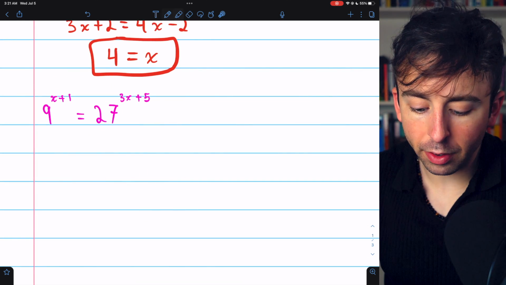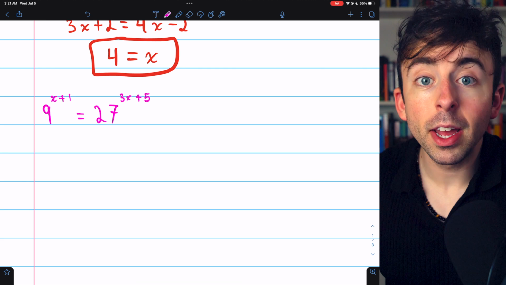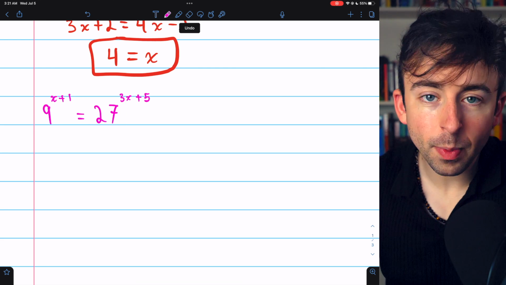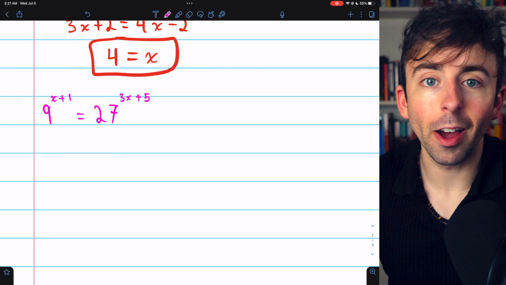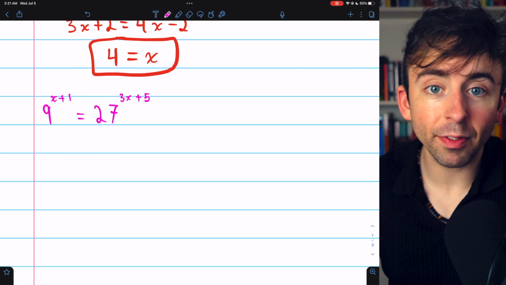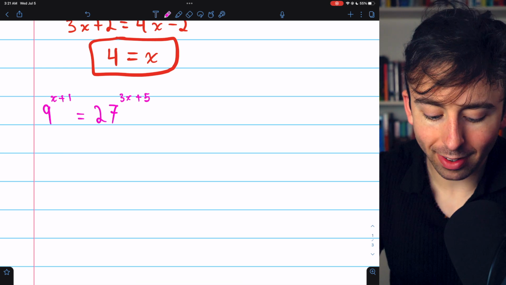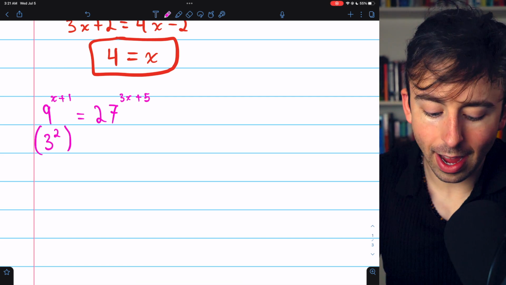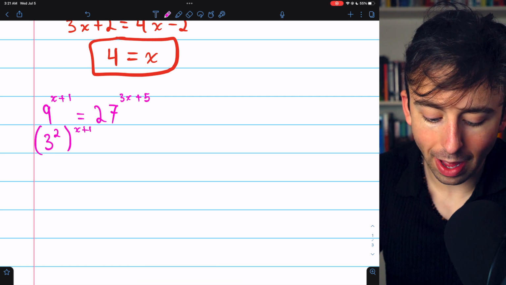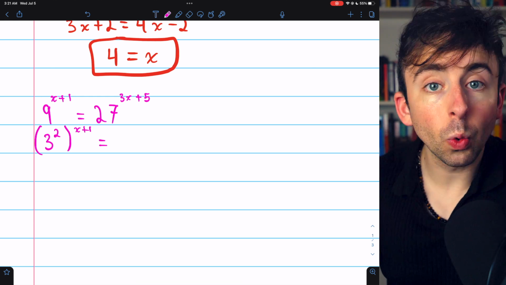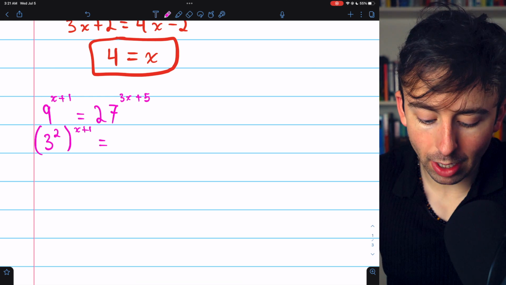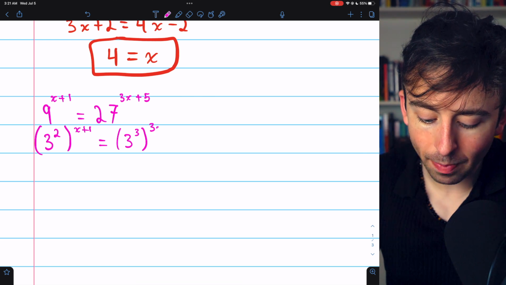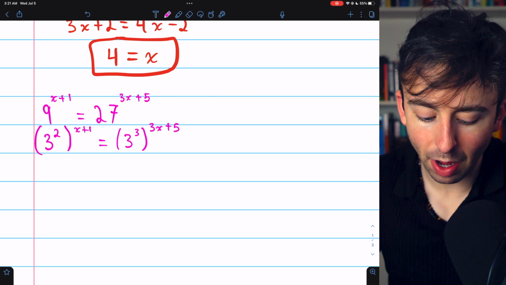This next problem is very similar to the one we just did. The bases right now are different, 9 and 27. However, they are both powers of 3. So we're going to use that fact to rewrite them with a base of 3. 9 is the same as 3 squared, so the left side is 3 squared to the power of x plus 1. And 27 is the same as 3 to the power of 3. So the right side is 3 to the power of 3 to the power of 3x plus 5.